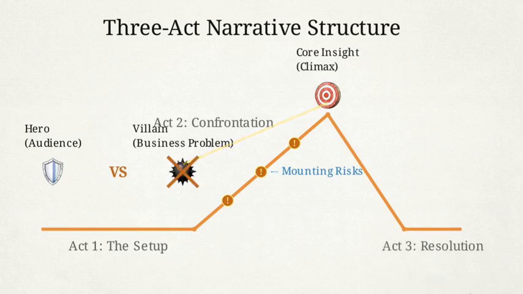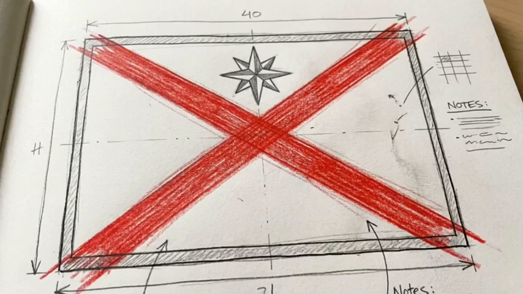Act 3 reaches the peak. Reveal your core insight as the climax, positioning your technical solution as the weapon that resolves the conflict. Traditional executive summaries often put this insight on slide 1. Avoid this. Disclosing the climax immediately removes the suspense essential to an engaging story.